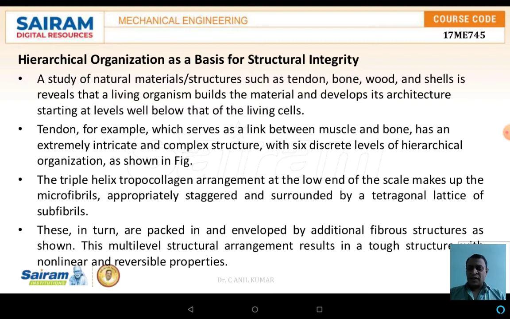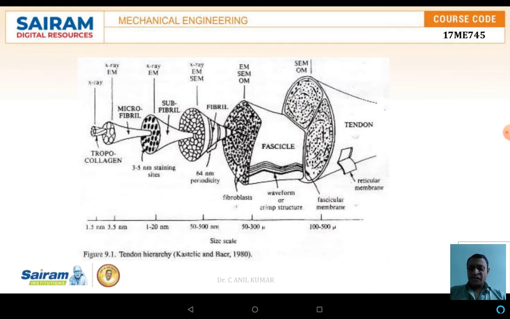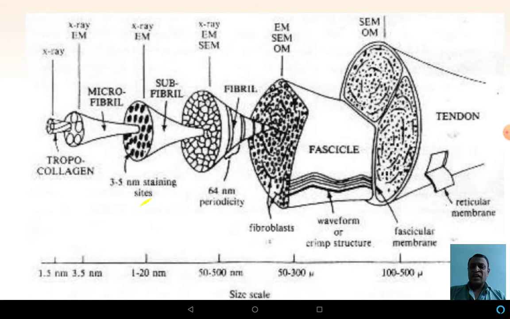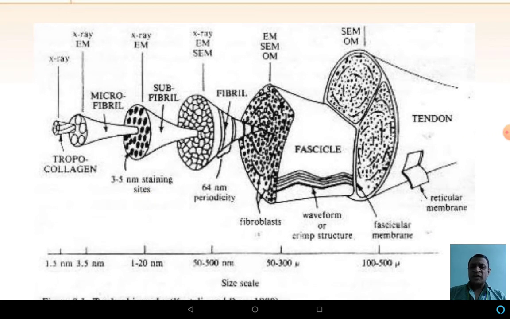This multi-level structural arrangement results in a tough structure with non-linear and reversible properties. See, this is a schematic diagram of the tendon, which is linked between the muscle and the bone. It consists of a total of six different structures. These structural views have been obtained using the SEM, which is nothing but the scanning electron microscope.